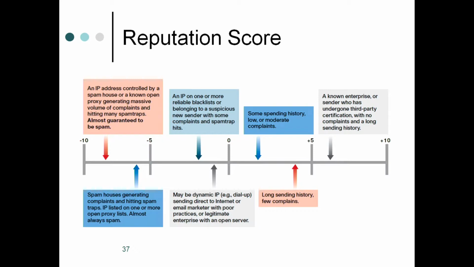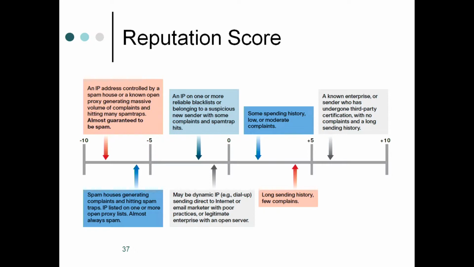If you go to the other side, a known enterprise or sender who has undergone third-party certification, with no complaints and a long sending history. Long sending means over the years. Like Fortune 500 companies, they have a long history of maintaining their reputation. They have certifications of different types for how they maintain the system. That means these are legitimate. You can just bypass that traffic, like Facebook, Gmail. We don't have to block those.